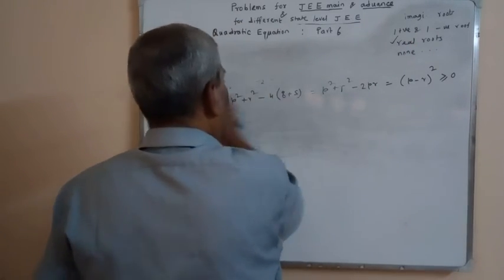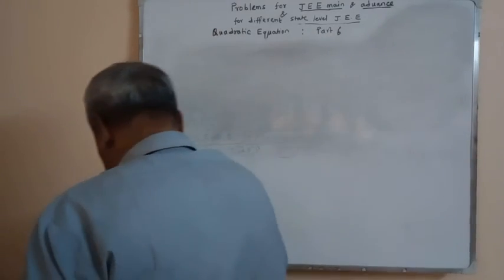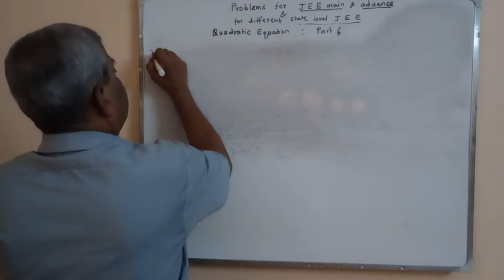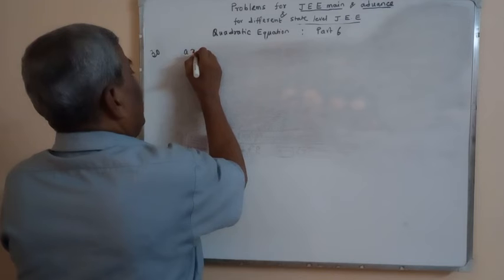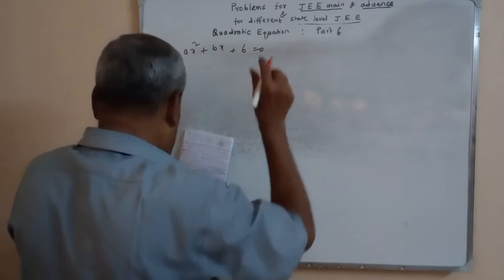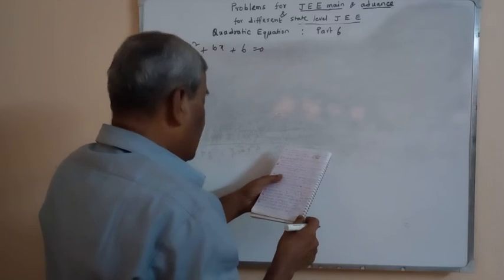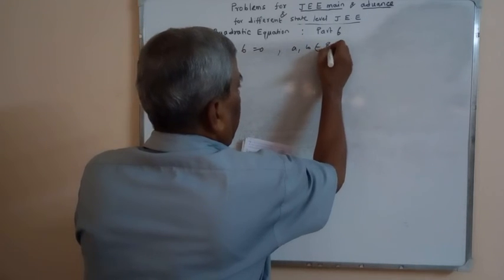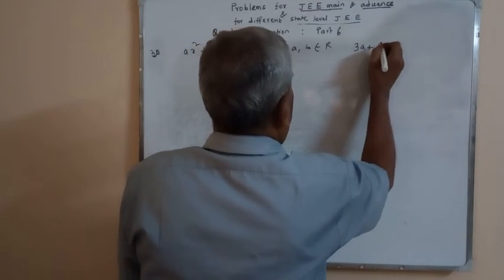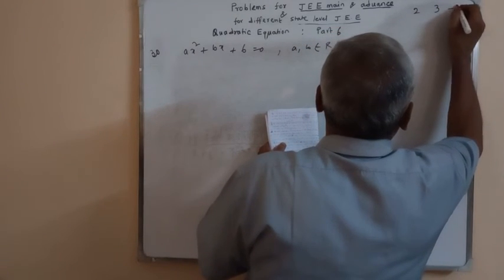Next problem. Problem number 30. If ax square plus bx plus 6 is equal to 0 does not have real roots, with a and b real, then find the least value of 3a plus b. Options: 2, 3, minus 1, minus 2.